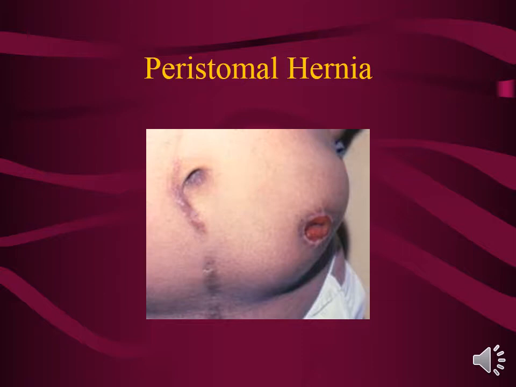They are not allowed to irrigate anymore because that could complicate the hernia. If they do want to continue irrigating, they can have the stoma replaced, or not replaced, but they can have a corrective surgery and have it moved to the other side.